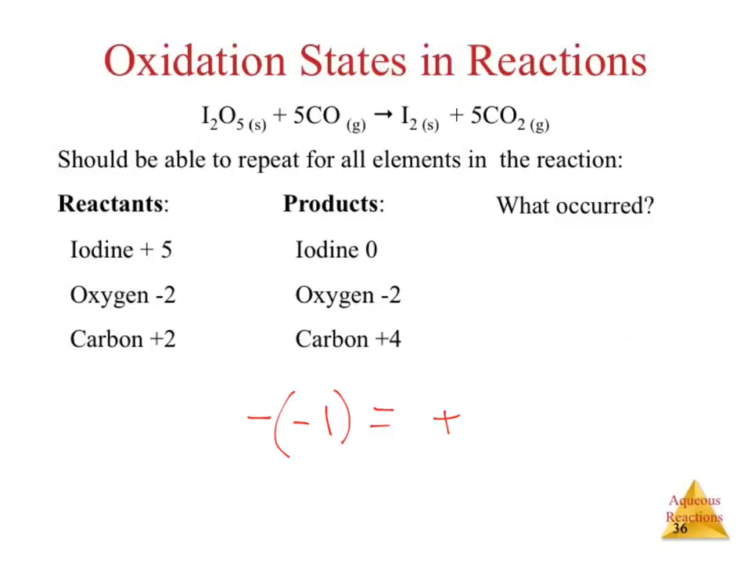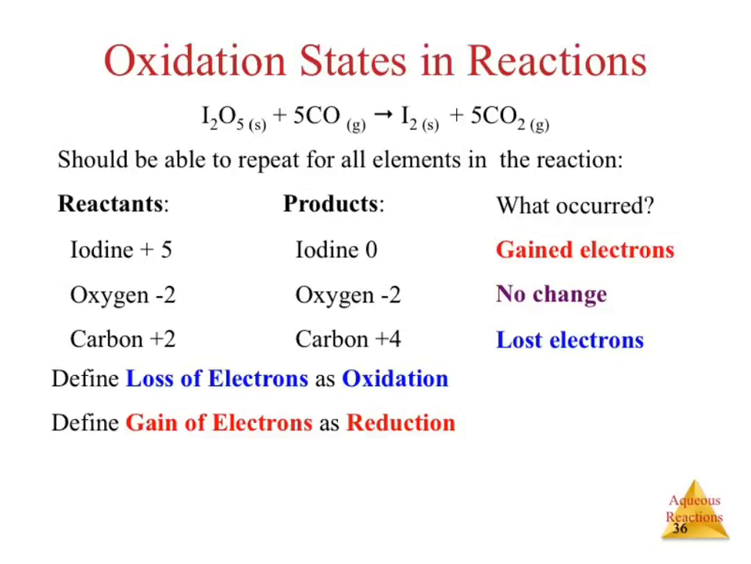What happened to the oxygen? Nothing. What happened to the carbon? It went from a +2 to a +4. For it to become more positive, it had to lose electrons. Okay? How else could you decide that carbon lost electrons? Never mind, let's do this. We can now define these shifts of our electrons. The loss of electrons is known as oxidation. How could we look at the reaction and immediately say carbon was oxidized?